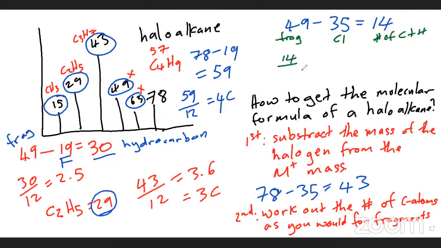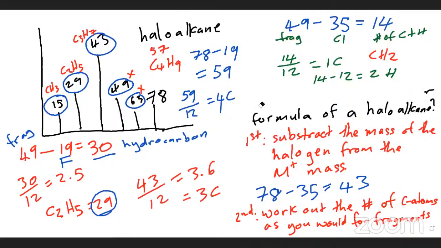So 14 divided by 12, that will have one carbon. One carbon has a mass of 12. So 14 take away 12, that is 2 hydrogens. So that means it is CH2. So CH2, that's 14 plus 35, it gives you back 49. So once you can get the fragment, it means you have the halogen. If you cannot get the fragment, you have the wrong halogen. All right. So that fragment is CH2Cl.